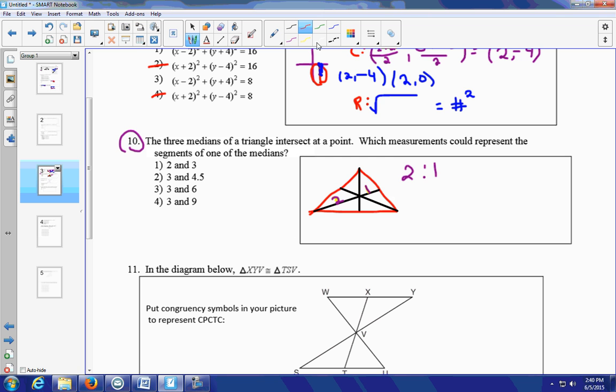So some examples of things that are 2-to-1: 2-to-1, 4-to-2, 12-to-6. Those are all examples of things that are in a ratio of 2-to-1. So I want which one of these answers is in a ratio of 2-to-1, and that will be your answer for number 10.